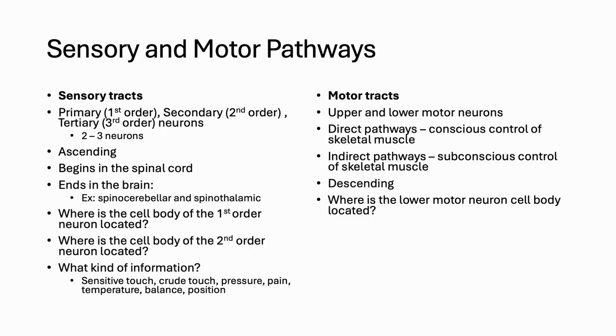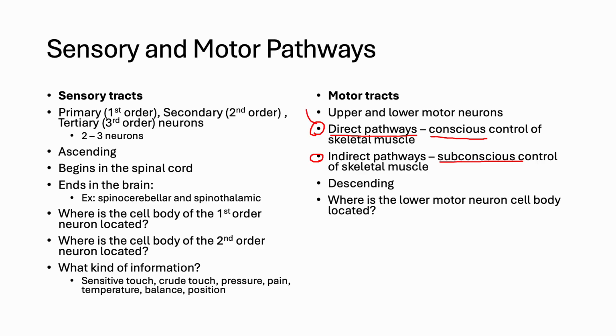Now, if we switch to our motor tracks, we have a direct pathway, which is what we're going to focus on. There are indirect pathways, which have to do with subconscious control of our skeletal muscles. So we'll put that on hold, and when we talk about the autonomic nervous system, we'll talk about that a little more. But in our direct pathways, this is conscious control of our skeletal muscle.